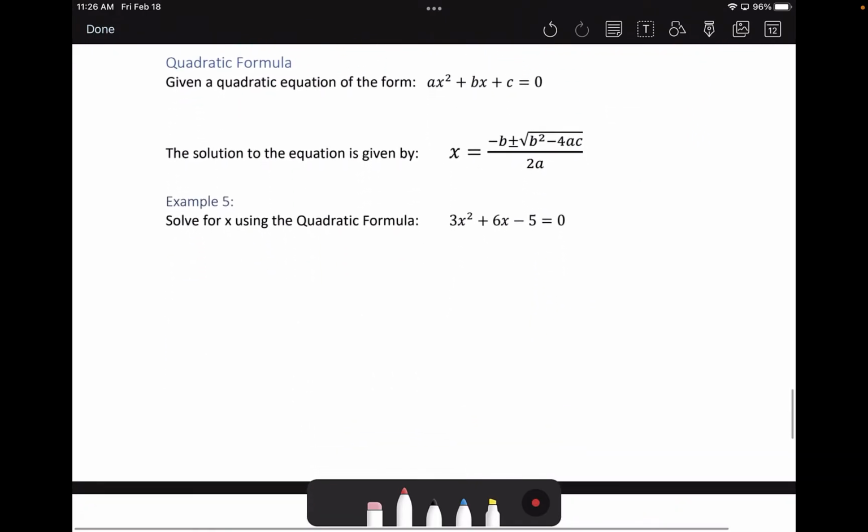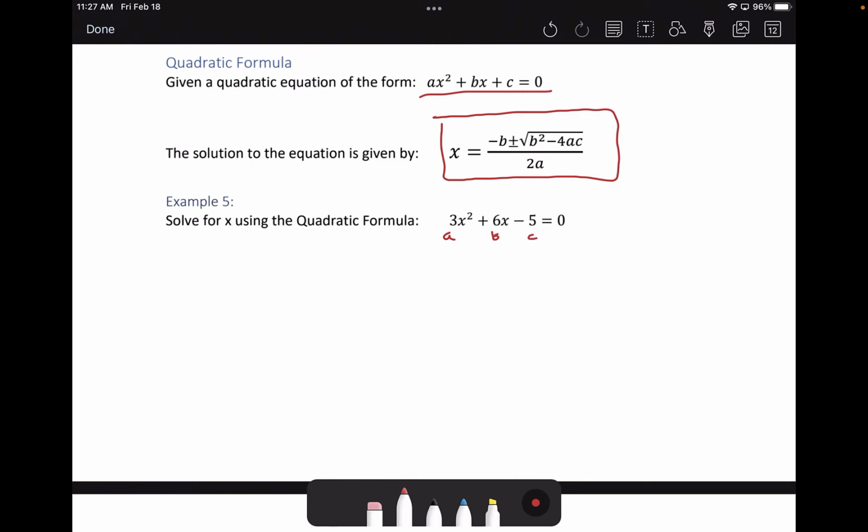Next, we'll solve using the quadratic formula. First, we want to have our quadratic equation in standard form, that is, set equal to 0, and then we'll use the formula here. x is equal to negative b plus or minus the square root of b squared minus 4ac all over 2a. If it helps you, you can write a, b, and c under each of the numbers.